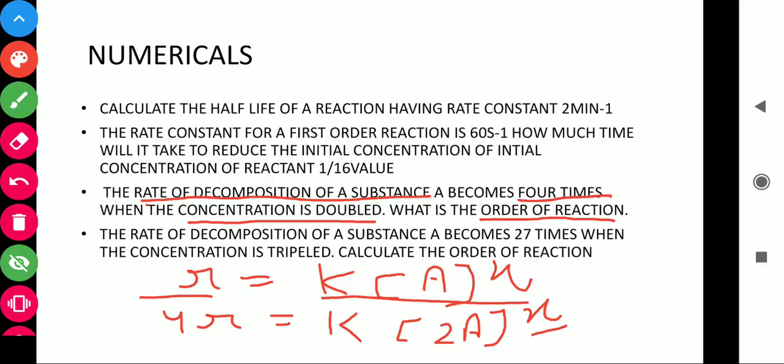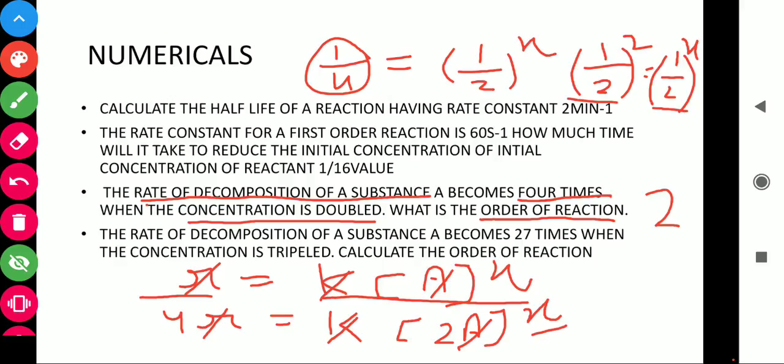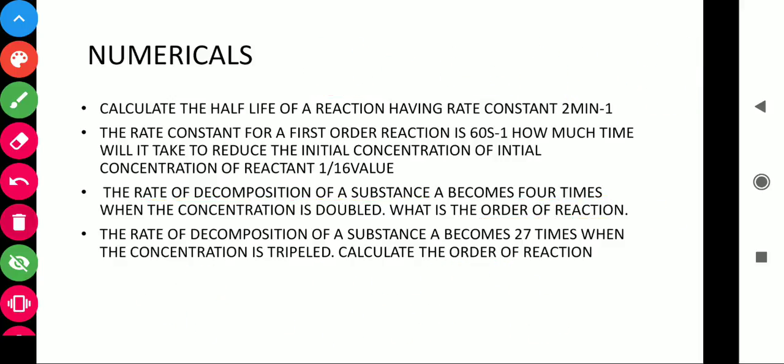First and second equations will be divided. R cancels, K A cancels. What will be the result? The result is 1 by 4 is equal to 1 by 2 to the power X. And we write 1 by 4 is equal to 1 by 2 to the power 2, which means 1 by 2 to the power 2 is equal to 1 by 2 to the power X. Now what is the order? On comparing, the order will be 2. This way we calculate the order of reaction.